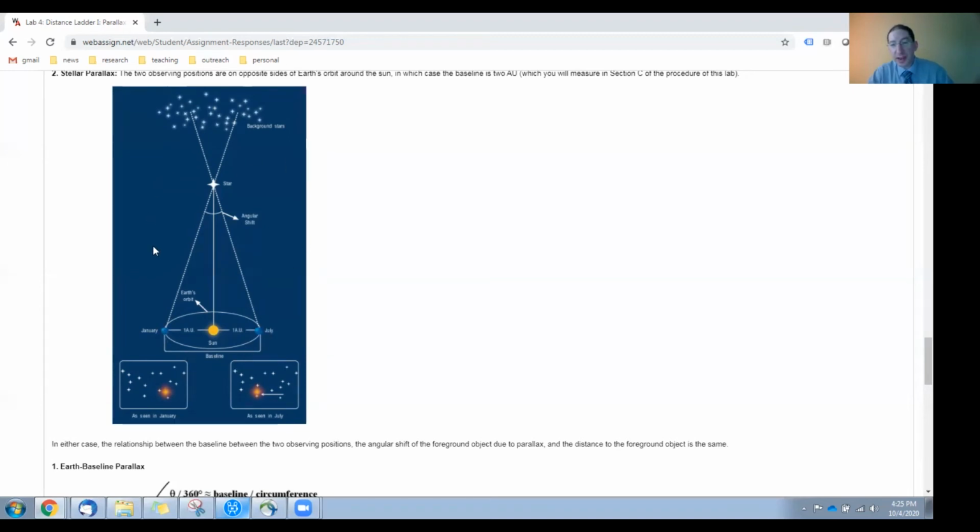So in this particular example, here we are in January, observing this nearby star, and we see it around these background stars. We then wait 6 months and observe in July, and the nearby star appears to have shifted to the vicinity of these background stars. Of course, it didn't shift. We shifted our vantage point. So if you measure this angular shift, and if you know the distance between the observing points, in this case, 2 astronomical units, you can calculate the distance to the nearby star.